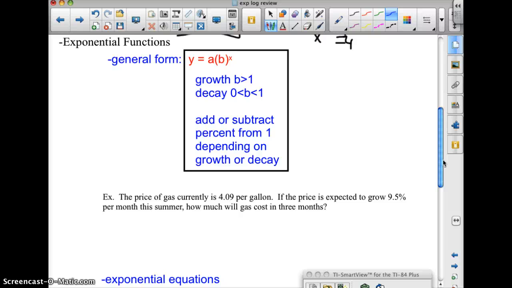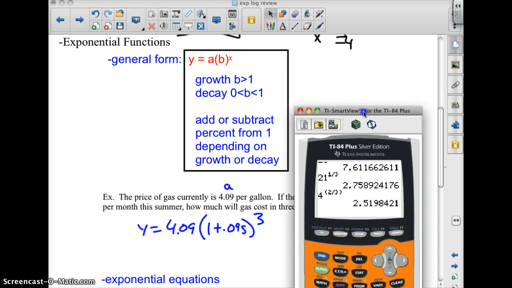So the price of gas is $4.09. If the price is expected to grow 9.5%. All right, so the initial amount here, this is my A. And then this 9.5 is going to give me my B. And since it's growth, it's 1 plus 0.095. So I have 4.09 times 1 plus 0.095. All right, and it's expected to grow that much per month. How much will it be in 3 months? So then it's raised to the 3. All right, and there we go. And then you can evaluate that.